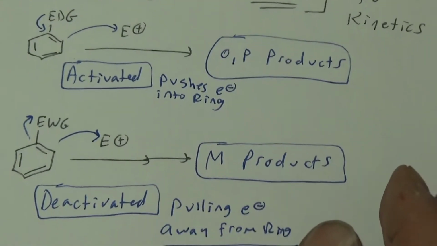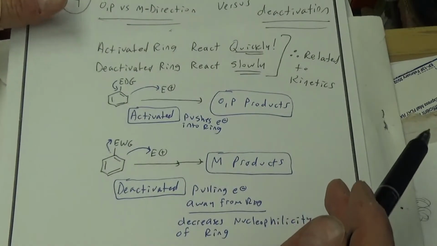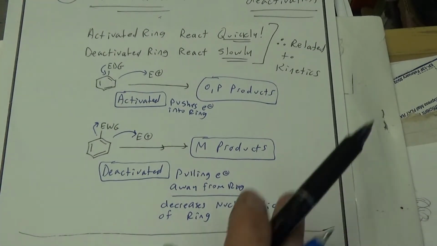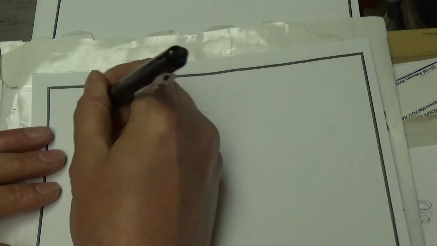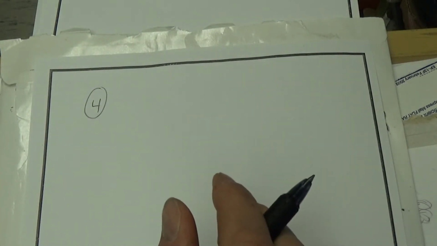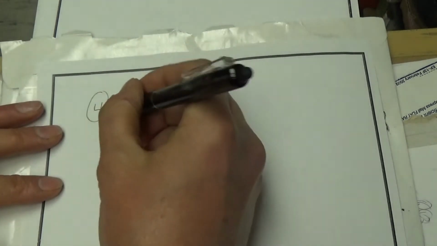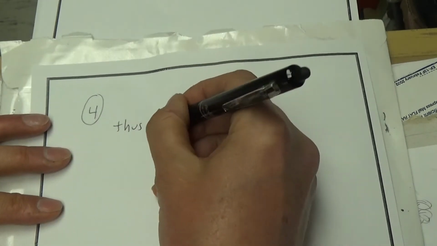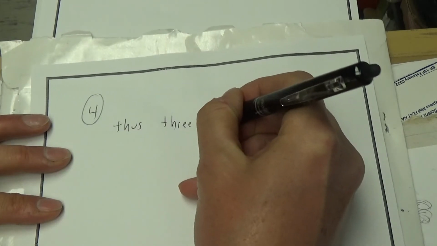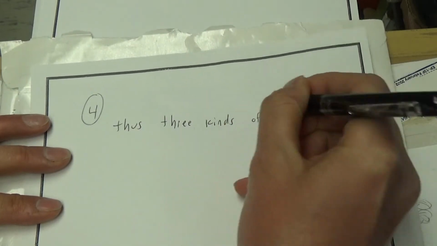Okay, so let's summarize all the different substituents one more time. We're still on number 4, which is about activation and deactivation. So there are 3 kinds of substituents.